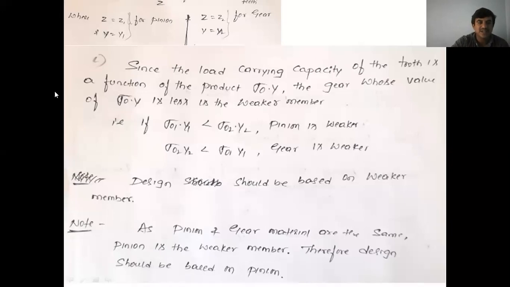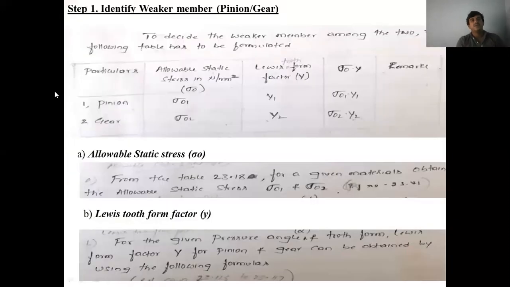That completes the first step. Is there any doubt regarding the first step? If you have a doubt, please unmute yourself and ask me the question. First step, identify the weaker member. Once you identify the weaker member, it may be pinion or gear, then design is based on that weaker member. Next, second step. Only 10 minutes of time is left. Once the session has ended, please rejoin the session after the 10 minutes.